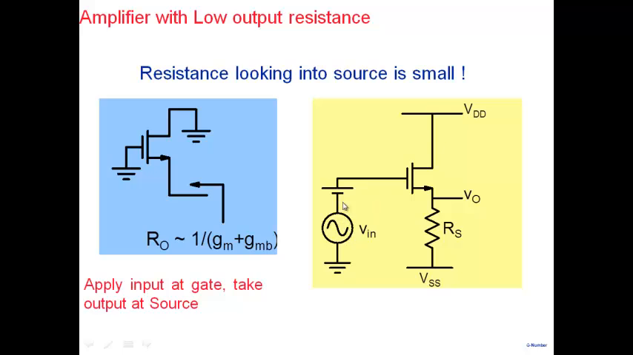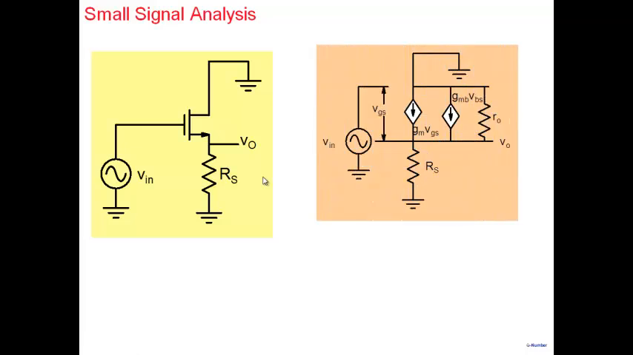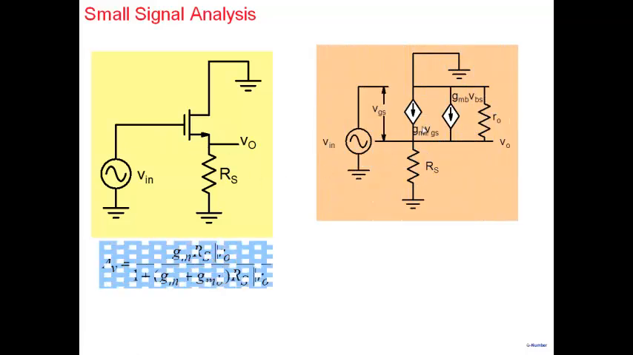So apply input here and take output at this particular point, and the output resistance is then going to be small. Exactly the same thing, whatever we did for common collector, I'm going to do the same thing for common drain. Same small signal analysis here. Substitute the small signal model. What you get is a gain, which is gm (RS parallel r0) over 1 plus (gm plus gmb)(RS parallel r0). Gain is less than 1, as you can see.